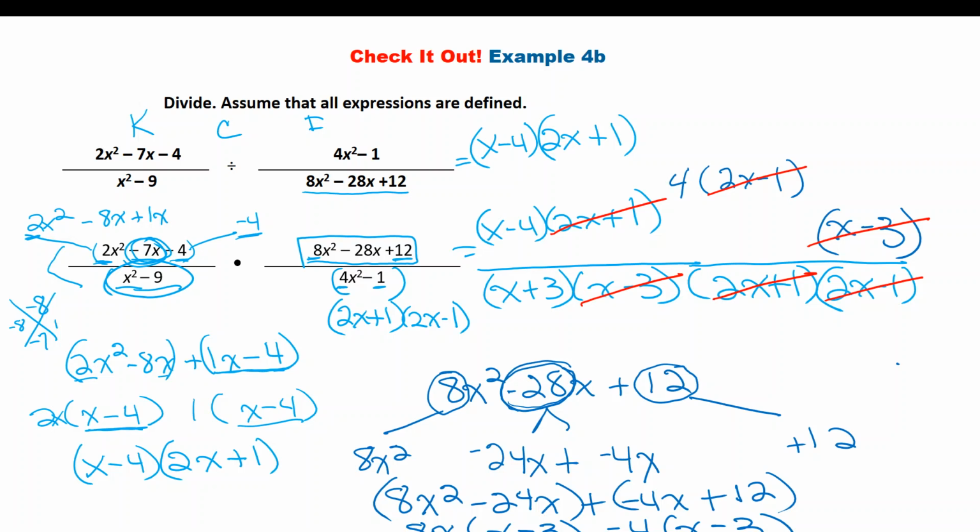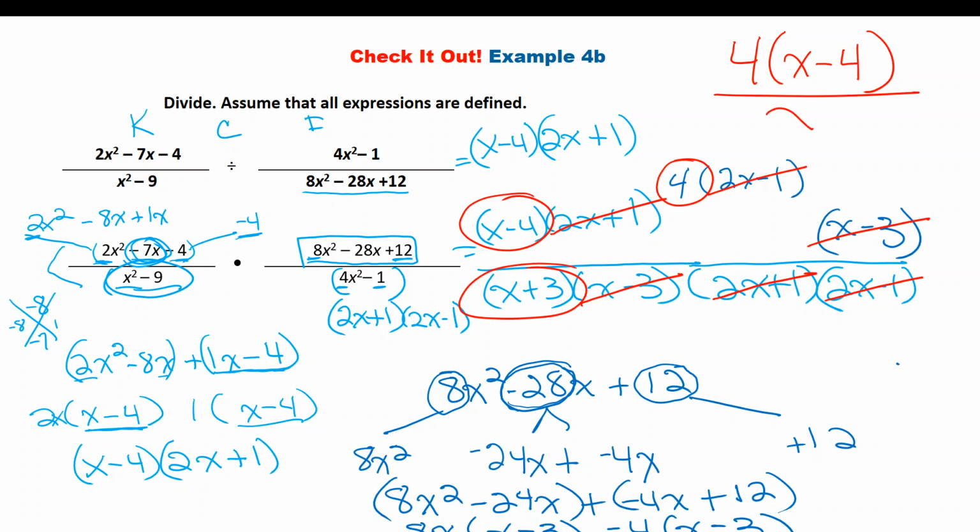So for my final answer, I see I'm going to have a 4 and an x minus 4. So 4 times x minus 4 over x plus 3. So that whole thing divided out ends up being 4 times x minus 4 divided by x plus 3.